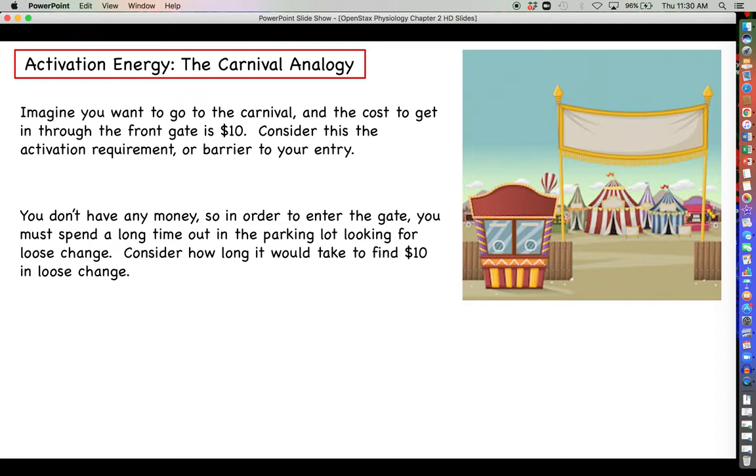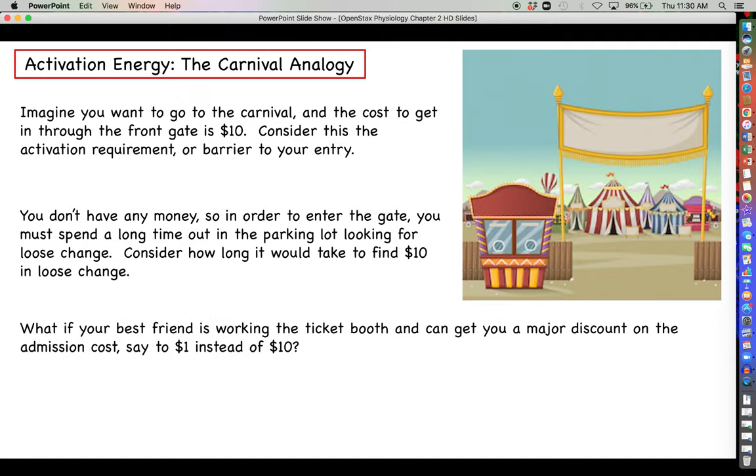So with this being the case, having this steep admission cost of $10, starting with $0 and 0 cents, it's going to take you a long time to eventually get into the fair because you do not have anything helping out with this energy cost.